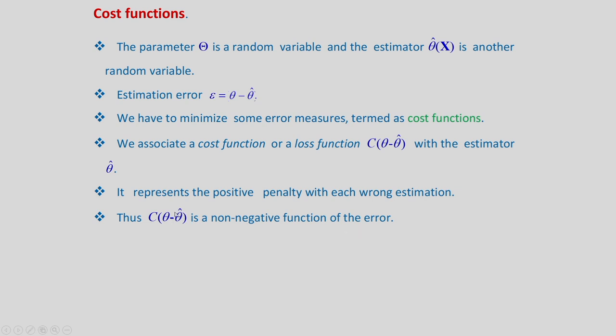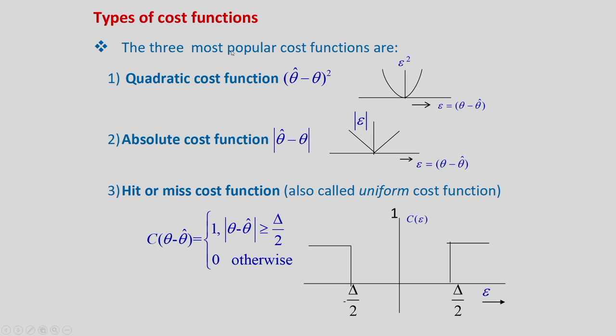Theta minus theta hat is the error, therefore C of theta minus theta hat is a non-negative function of the error. So, the cost function is a non-negative function of the error. The three most popular cost functions are, number 1, the quadratic cost function, also called the square error cost function, because this is the square of the error.